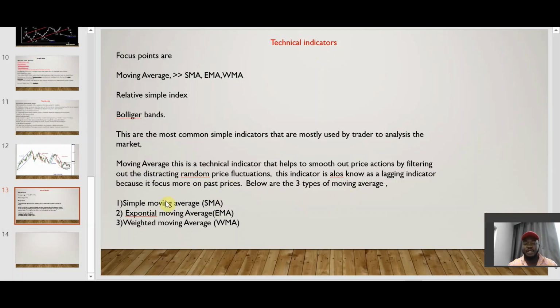Below are the moving averages we have: the simple moving average and the exponential moving average. A simple moving average is a moving average that smooths the trend. It tries to calculate the average of where the price closes in a different time frame.